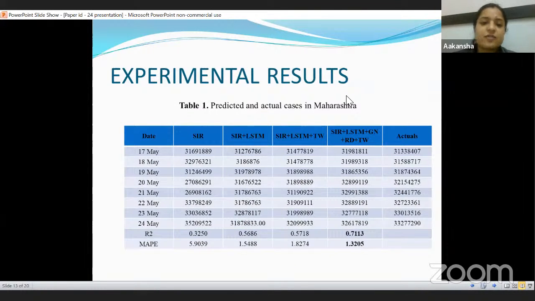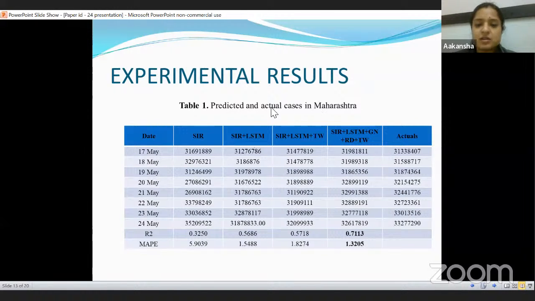These were the results of our model. We compared our results with the traditional SIR model, and with the SIR LSTM model, where we did not use any textual feature. Next, we used only the Twitter features with the LSTM model, so only a single online source, and then we compared when we used multiple online sources of the textual data.